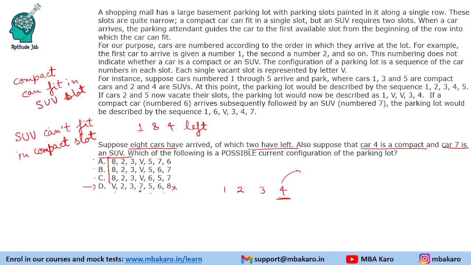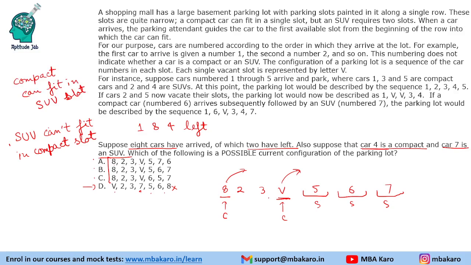4 is compact, that is given to us. If it is compact, an SUV cannot fit in a compact slot. So that means the remaining cars 5, 6, 7 must be SUVs. That is why they do not fit here. So if 5, 6, 7 are SUVs, 5 will come here, then 6 would come here, then 7 would come here. So this remained vacant. 4 left, but still the place was vacant. Now when 1 leaves, this side becomes vacant, and then possibly it can fit. 8 is a compact car, and this was a compact one. These three are SUVs. So the question is asking for a possible current configuration.